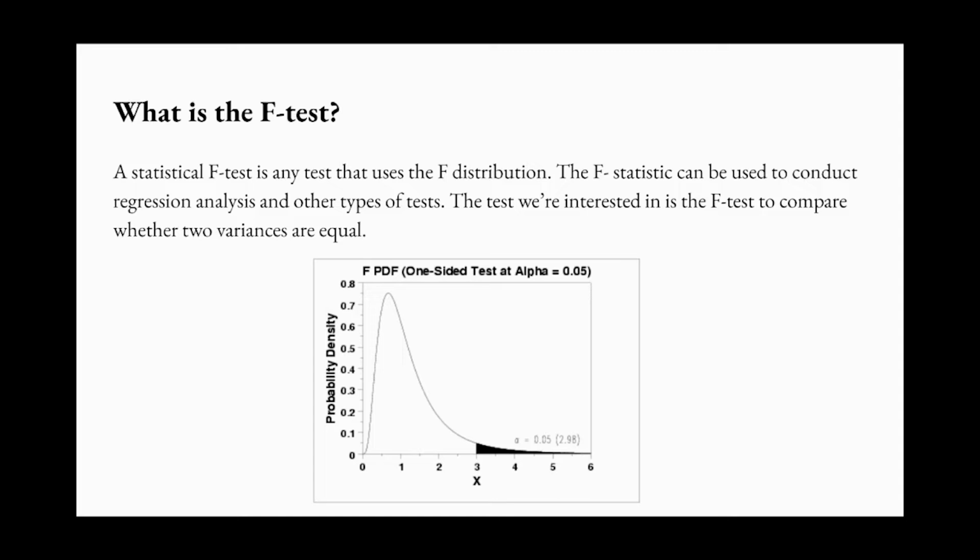First, let's go over what the F-test is. The F-test is any test that uses the F-distribution. The F-statistic can be used to conduct regression analysis and other types of tests. The test we're interested in is the F-test to compare whether two variances are equal, and more specifically, whether in a multivariate regression, the independent variables are statistically significantly associated with the dependent variable.